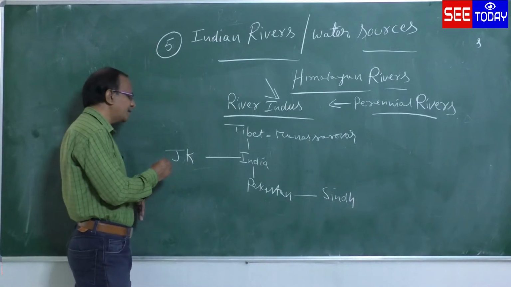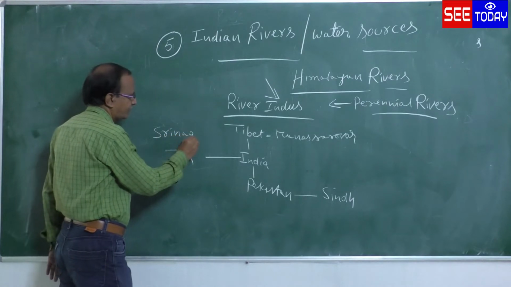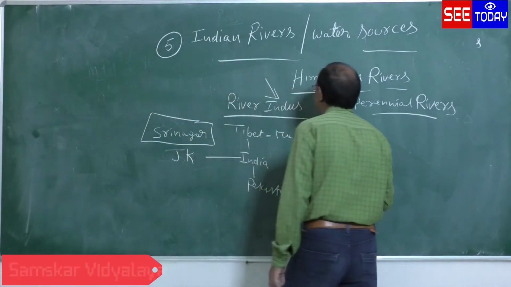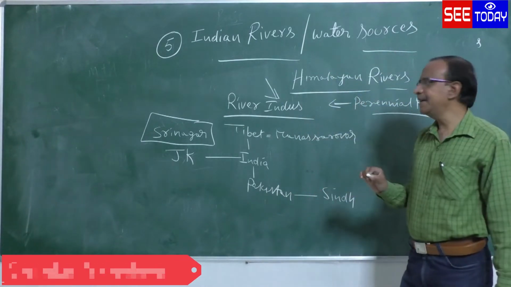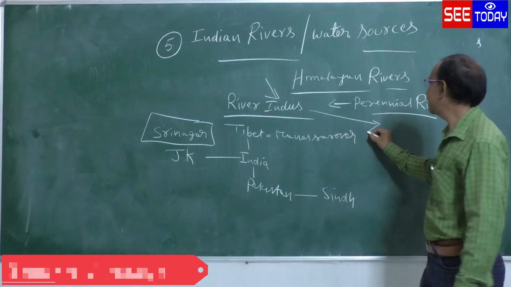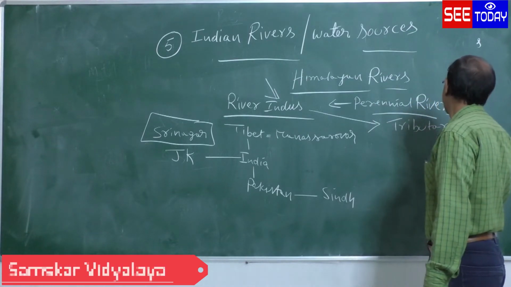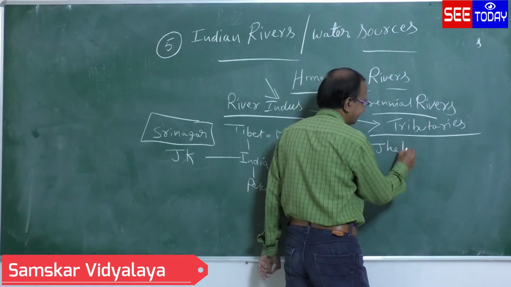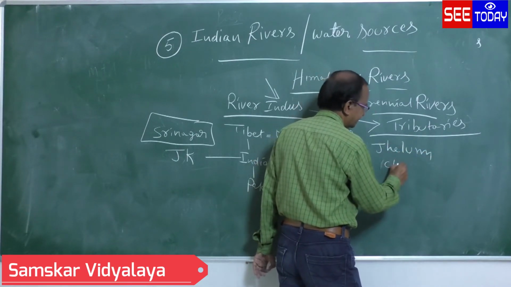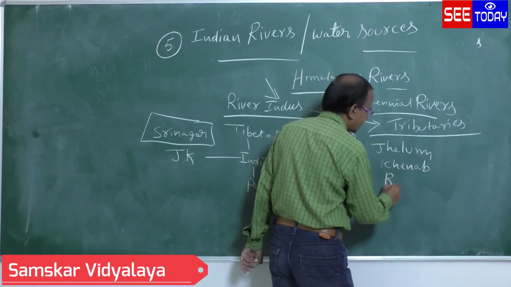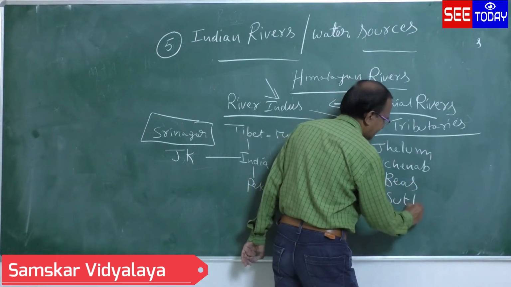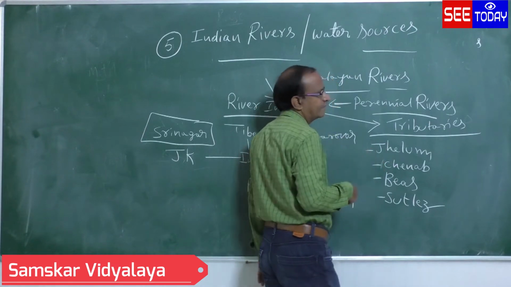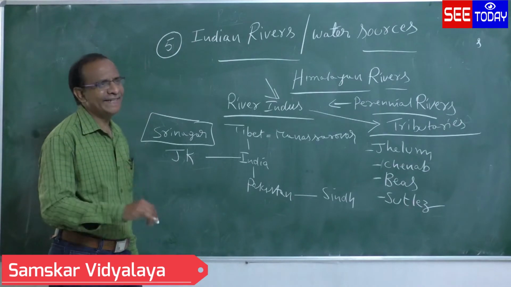In India it enters Jammu Kashmir, especially Srinagar. One more important thing to keep in mind: the river Indus does not flow directly in India, only its tributaries flow in our country. What are those important tributaries? The river Jhelum, Chenab, Bias, and Sutlej. These kinds of tributaries flow in India, tributaries only.